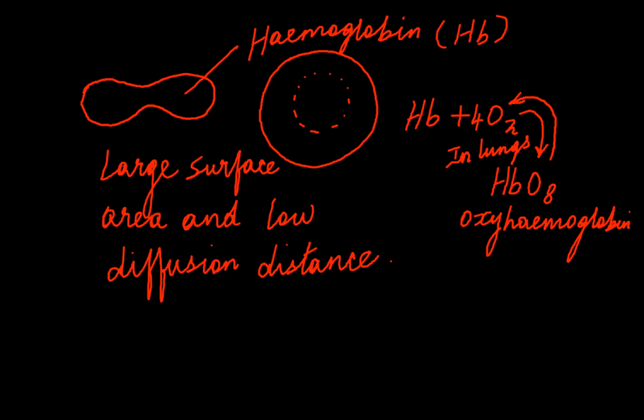So where does the reverse reaction occur? In the tissues where there is less oxygen. Can you understand what hemoglobin does? How it carries oxygen? So in the lungs, hemoglobin will bind with oxygen to form oxyhemoglobin. That will be carried to the cells in the body.